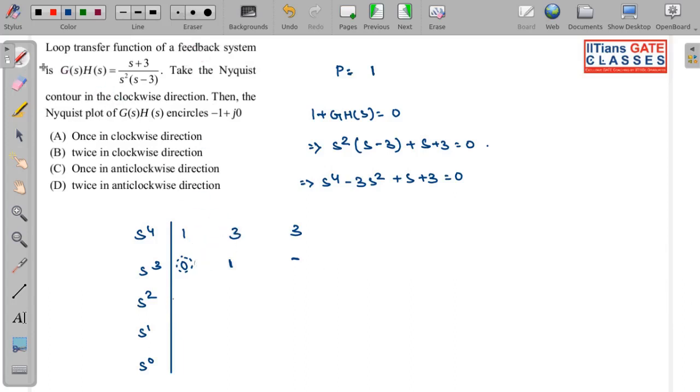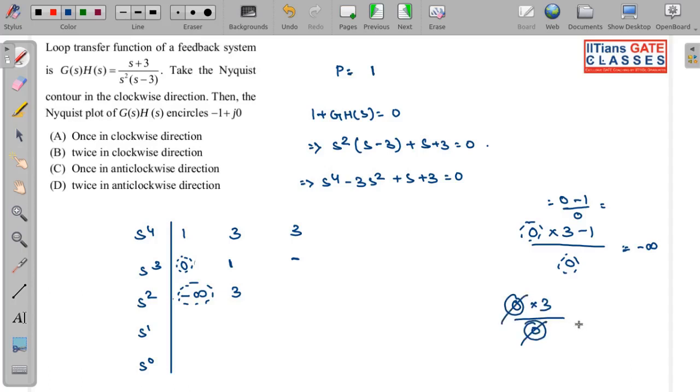So consider this as your special 0. So in this particular place, I am writing special 0 into 3 minus 1 divided by special 0. So this will come out to be 0 minus 1 by 0, so minus infinity. Mark this as special infinity. And over here you can see this will be 3. How? So special 0 into 3 divided by special 0. So cancel this special 0, you are getting 3. So this is how you got it.